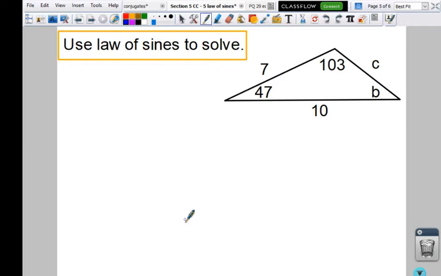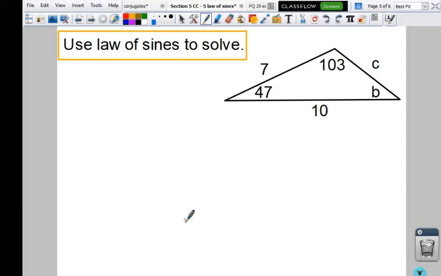Yeah, you gotta find C, right? So let's set up the law of sines. Sine B equals sine 47 over C. Yeah, I just set it up, so I set it up as sine 47 over C. That's right. Sine 103 over 10. And then you just do a fish method to find C.